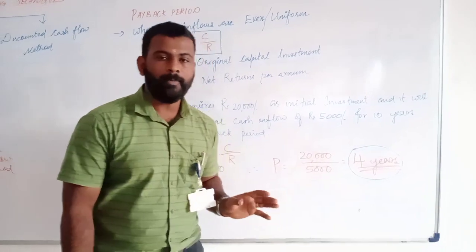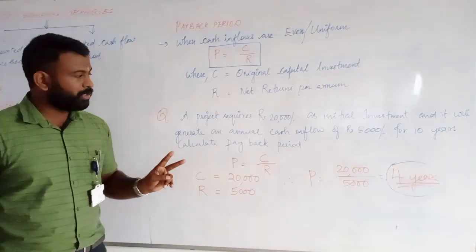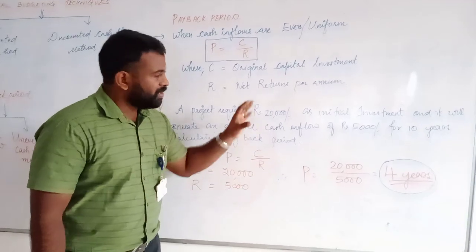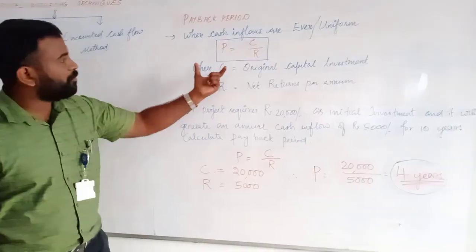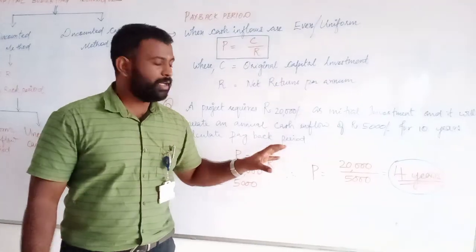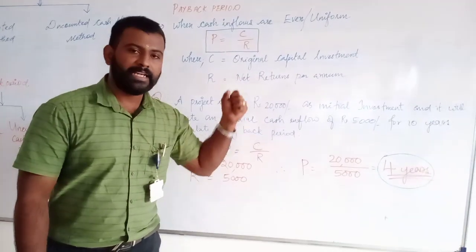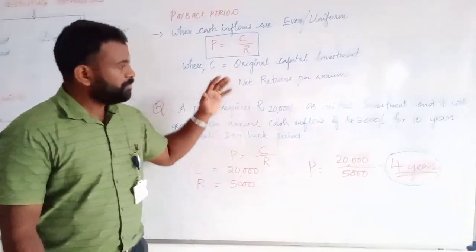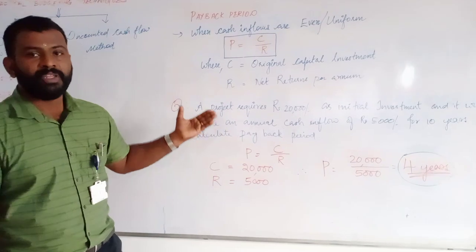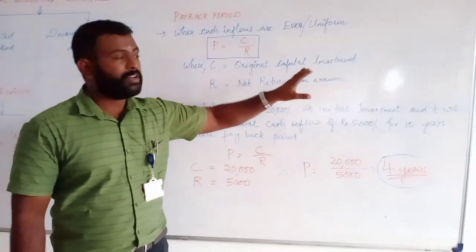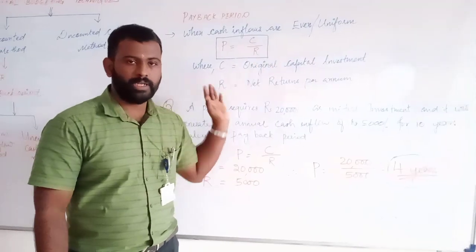That is very simple. It may be asked as a 2 mark question in the BTech exam. So it is the simple method of calculating the payback period when cash inflows are regular, or continuously received in equal installments each year. Next we are moving to the payback period calculation when cash inflows are uneven or not constant. Let's move to the next part.